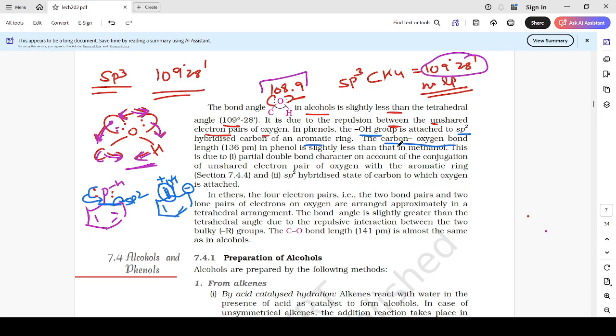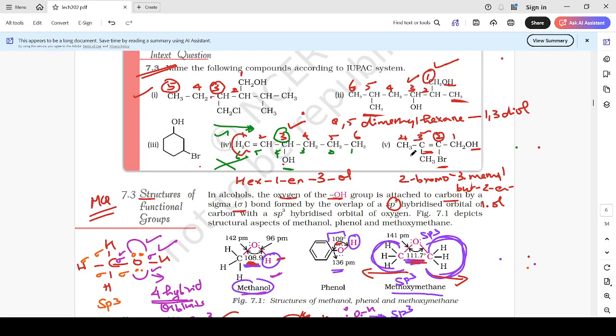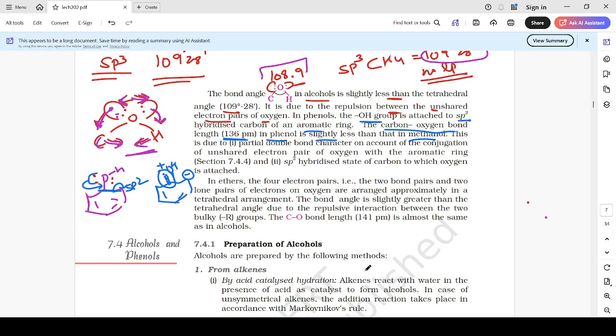So in phenol, the OH group is attached to an sp2 hybridized carbon in an aromatic ring, as we discussed. The carbon-oxygen bond length, 136 picometer in phenol, is slightly less than in methanol. Look at the bond length: 142 picometer, this is 136 picometer. Very common question for boards. Why is it happening? Because, ma'am, when I said it was methanol, the bond was only a single bond. But when I said phenol, as I mentioned here, there is a resonance activity that's happening, isn't it? Like this. You can see there is a double bond that has got built.